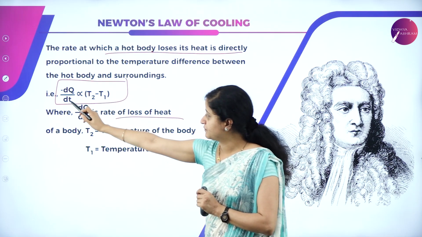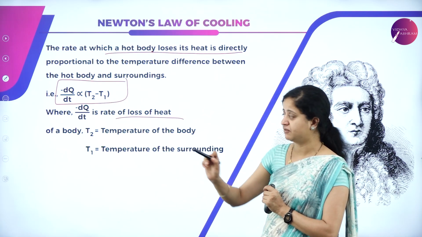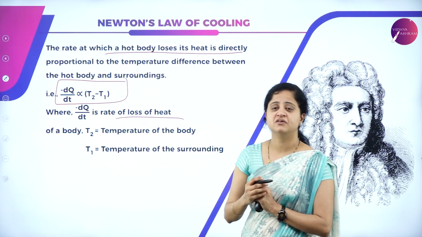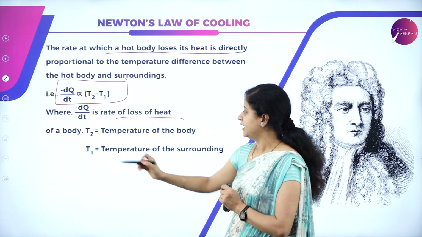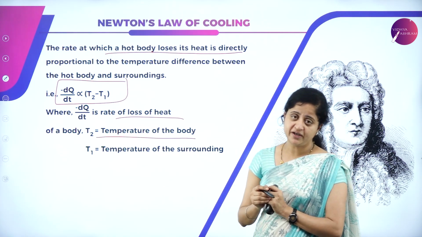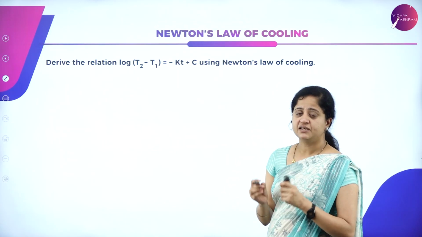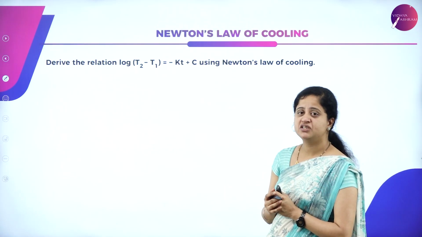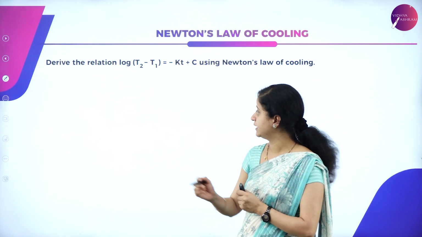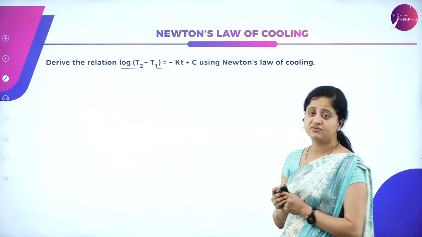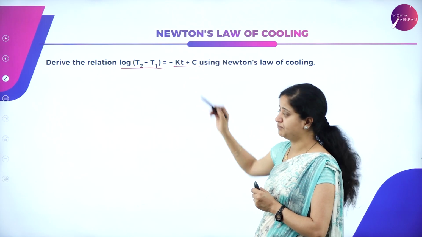In this expression, minus dq by dt is nothing but the rate of loss of heat. Here there is a difference between small t and capital T. Small t refers to time and capital T refers to temperature. T2 is the temperature of the body that is hot, and T1 is the temperature of the surroundings. Let us now derive an important derivation based on Newton's law of cooling, that is log of T2 minus T1 is equal to minus Kt plus C.